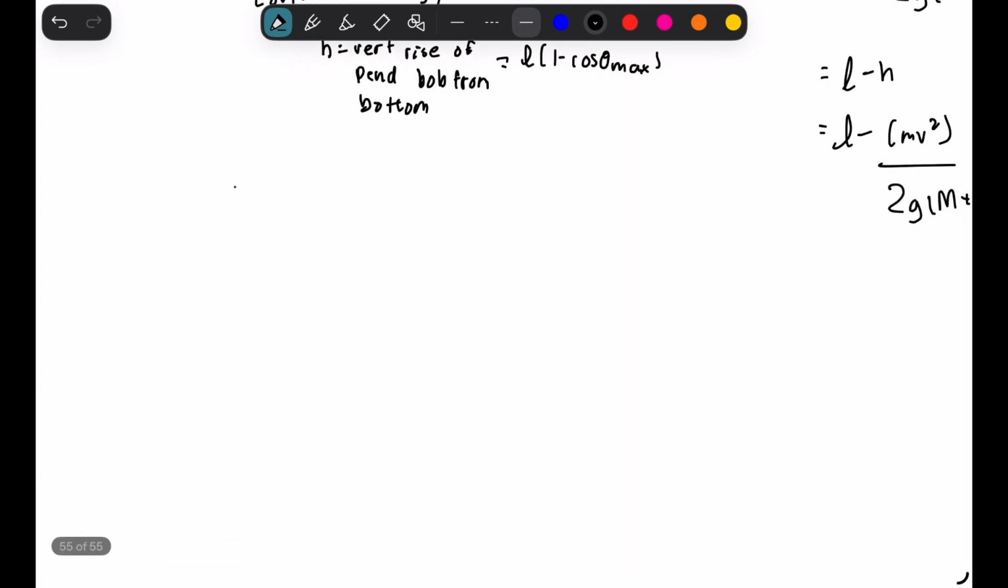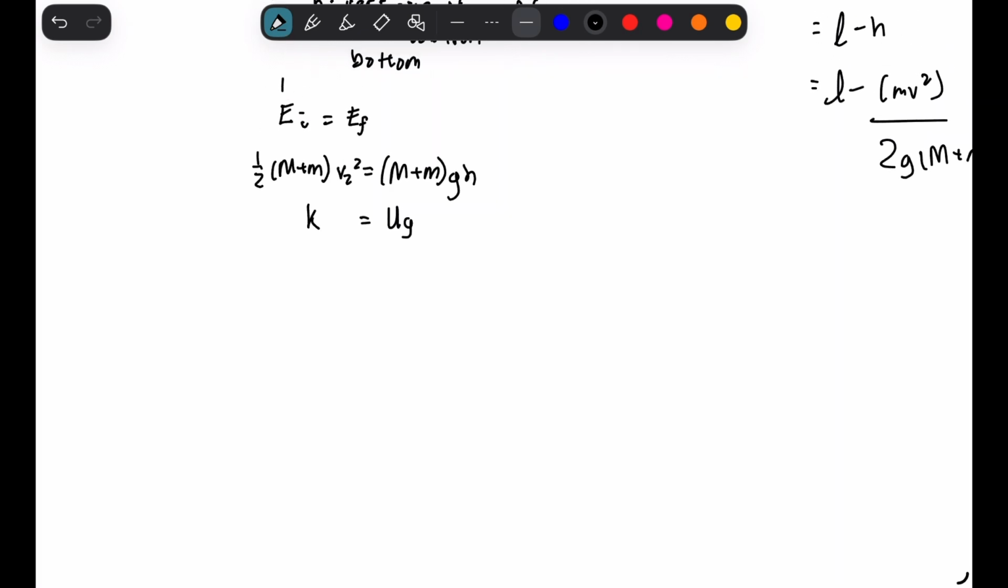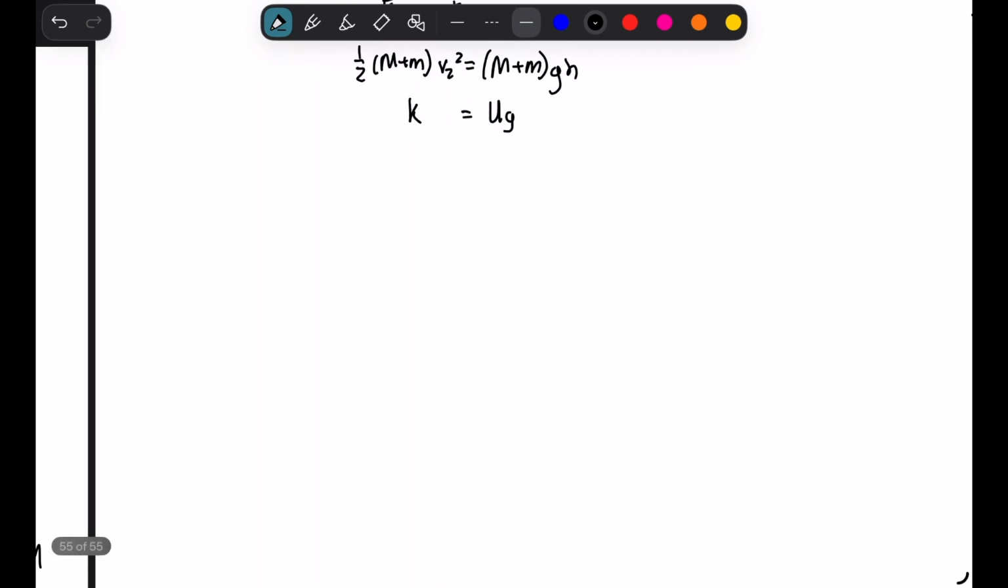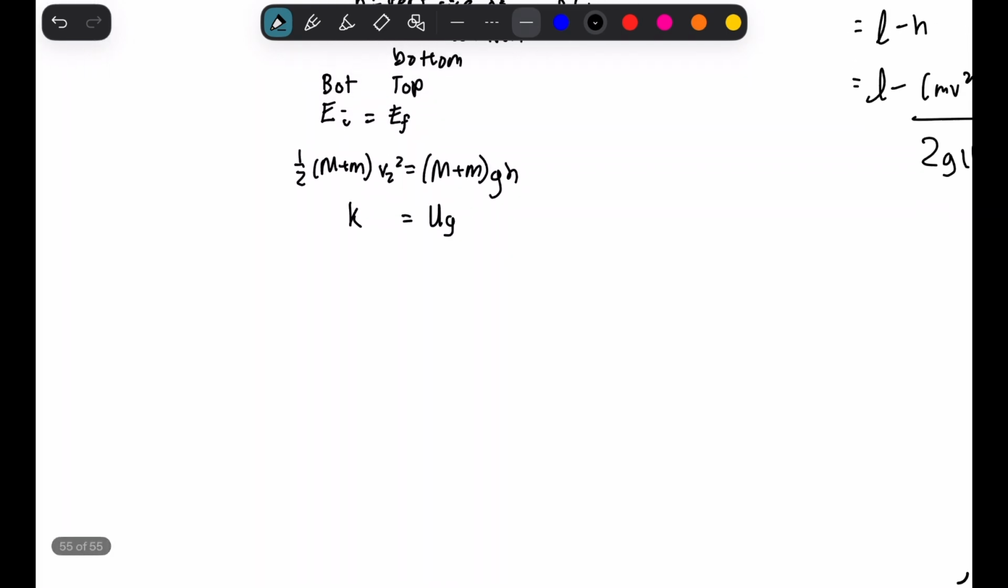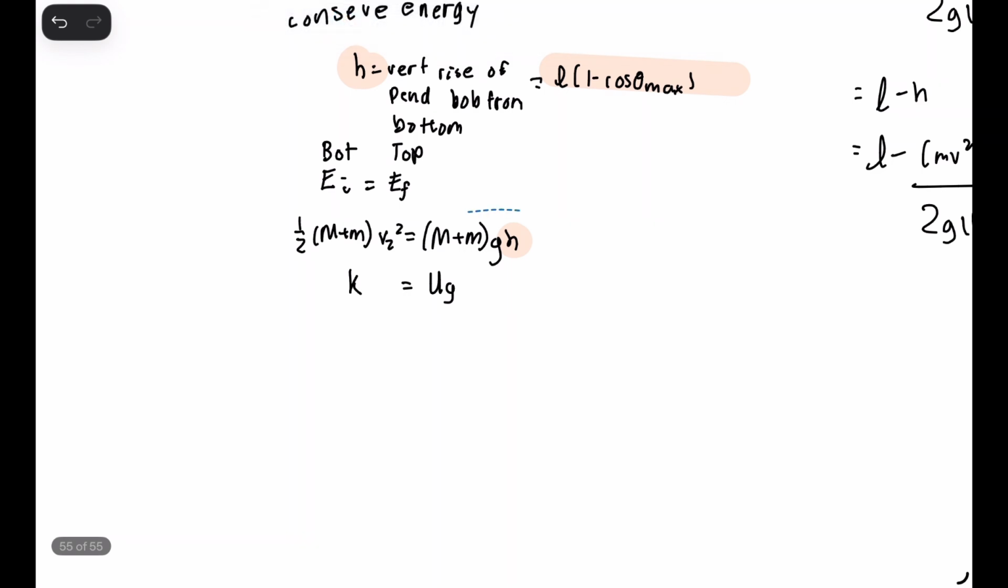So if we write our equation, our initial energy and our final energy, we're going to have 1/2 m plus m v2 squared is equal to m plus m g h, because we have U_G up here, and then we have kinetic energy down there. So this was at the bottom, and this is at our top. After this, what we can do is substitute in our h. Our h is this expression, and our h is right there.